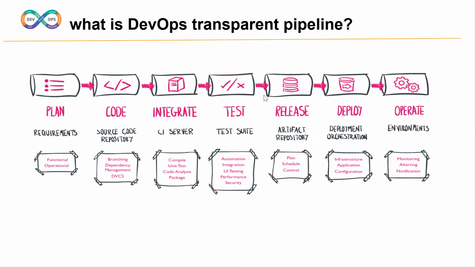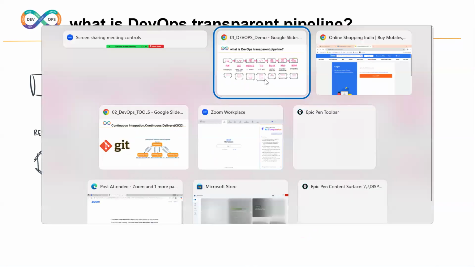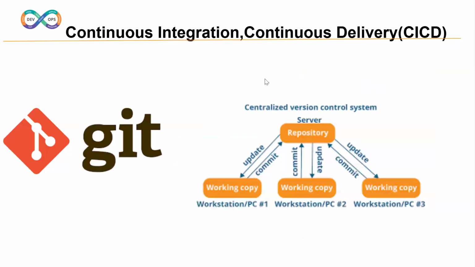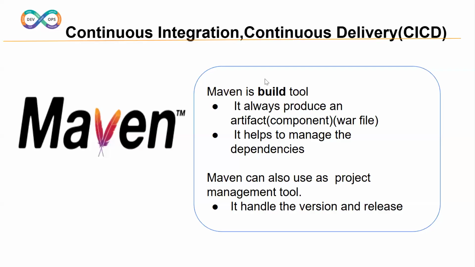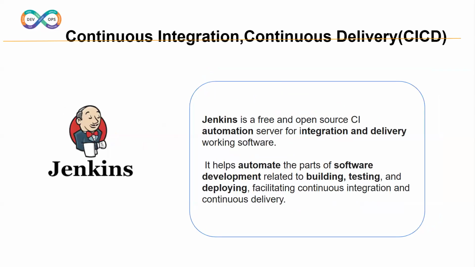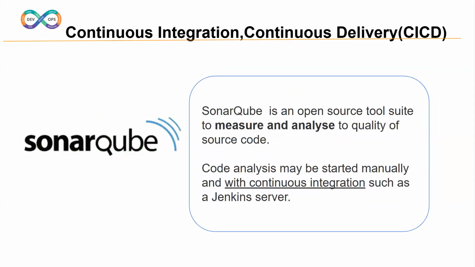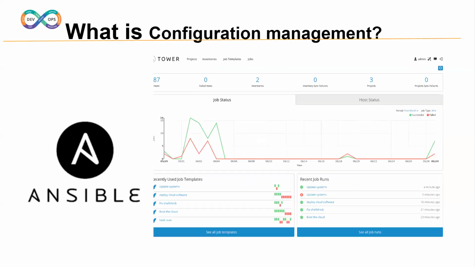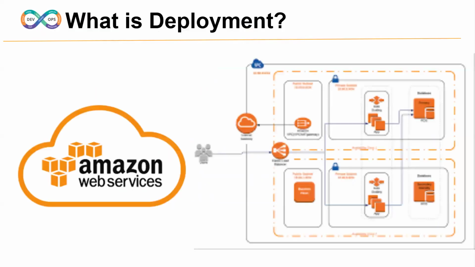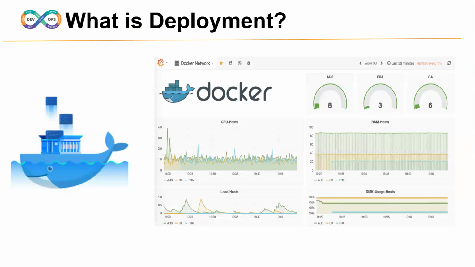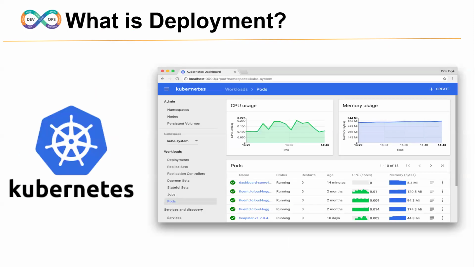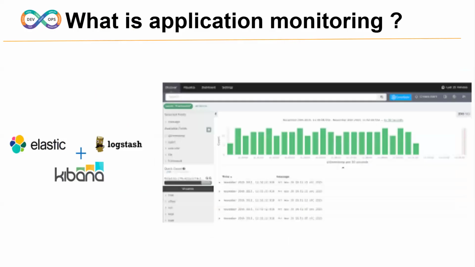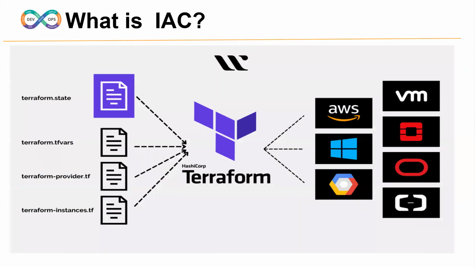Sir, how exactly can we implement this DevOps transparent pipeline? By using tools. Which tools are we going to use? Git, Maven, Jenkins, JFrog, SonarQube, Ansible for configuration management, AWS (Amazon Web Services), Docker, Kubernetes, ELK (Elasticsearch, Logstash, Kibana), and Terraform.